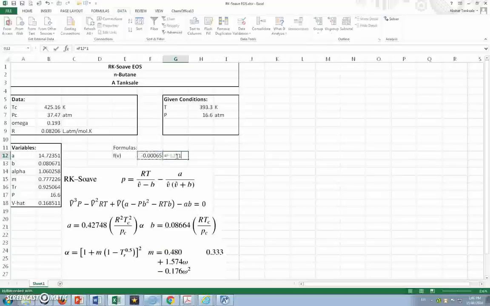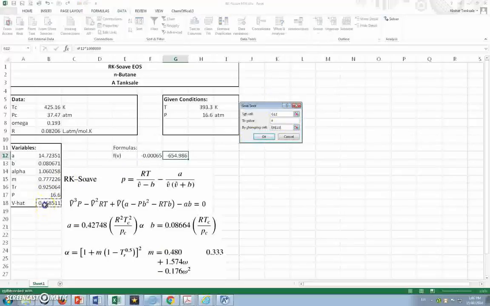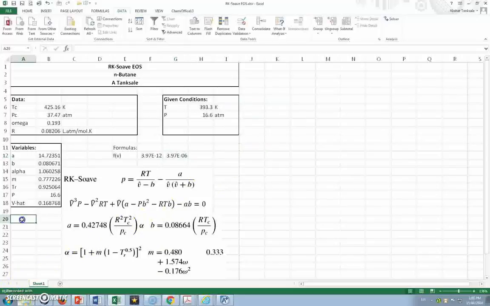So to make it go to 0, I'm going to multiply this number by a very large number like 1 million, and then try and make that cell equal to 0. If this cell goes to 0, then naturally the previous cell will definitely be very close to 0. As you can see, it gives us 3.97 times 10 to the minus 12, and this one is 3.97 times 10 to the minus 6. So that's pretty close to 0 on the formula cell that we wanted to be 0. That gives us a V hat value of 0.168768.